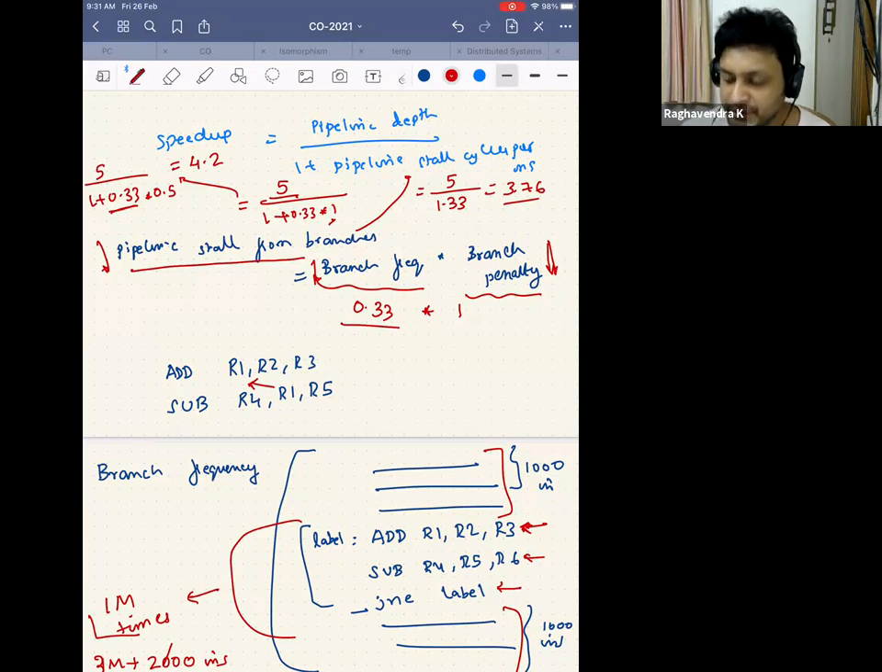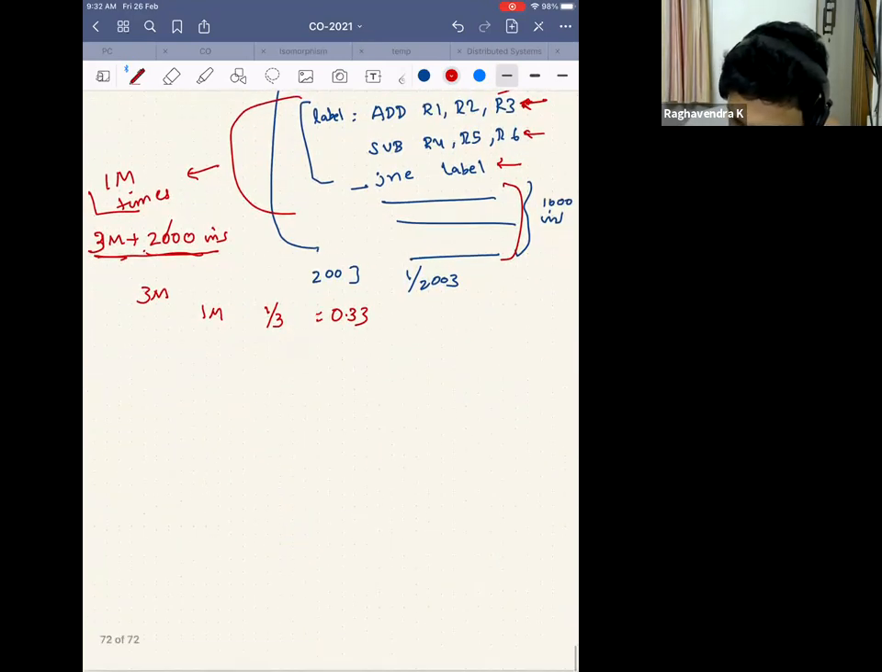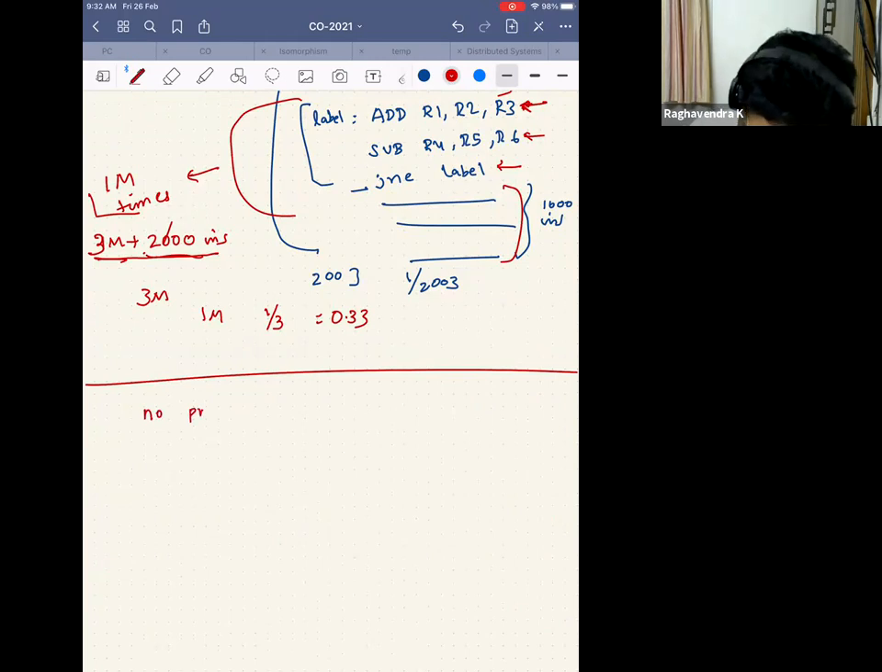Let's say I am right 50% of the time, then I am getting a better speed up, right? So instead of 3.76, I'm getting a speed up of 4.2. But if I build a 100% accurate predictor, let's say no branches in the instruction, just write down the speed up. The speed up is 5, right?